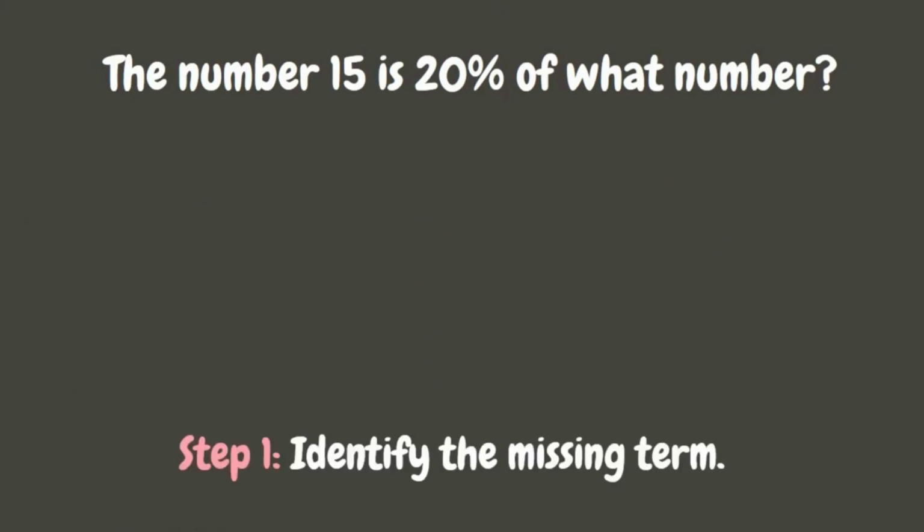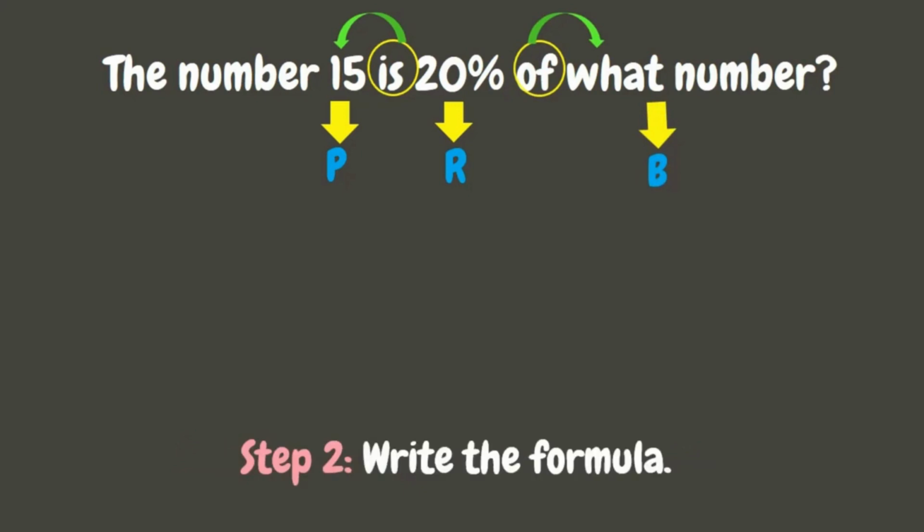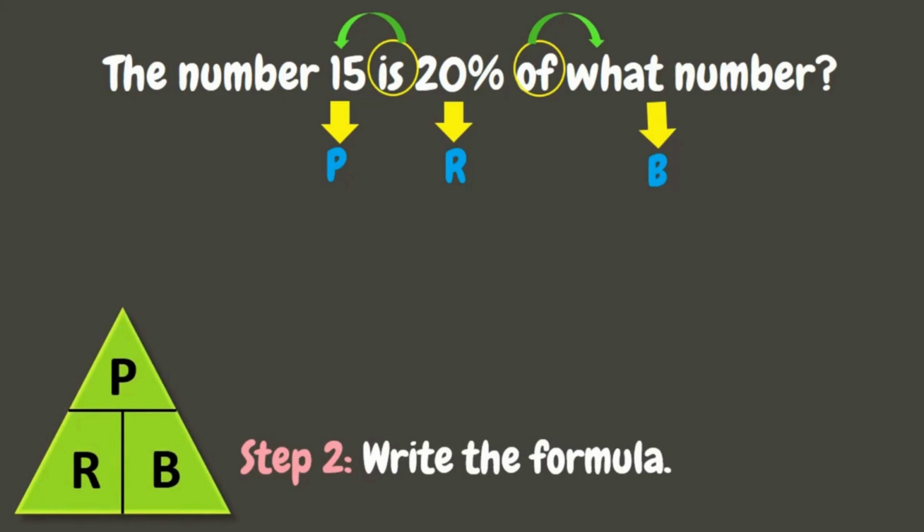Again, let's identify the missing term. Again, we all know that the one which has percent sign is the rate, while the number beside the word is the percentage. And the value or the term that comes after the word of is the base. This means that we are looking for the base. Now let's write the formula. Again, let's use our triangle. Since we are looking for the base, this means that we need to divide percentage by the rate. This gives us the formula B equals P divided by R.